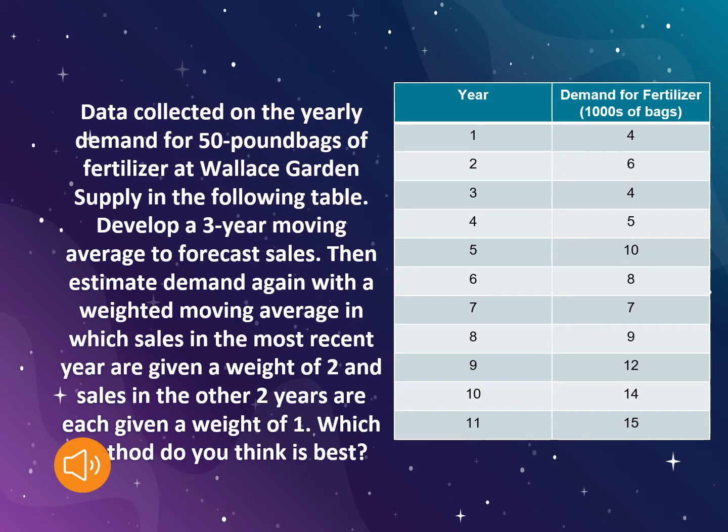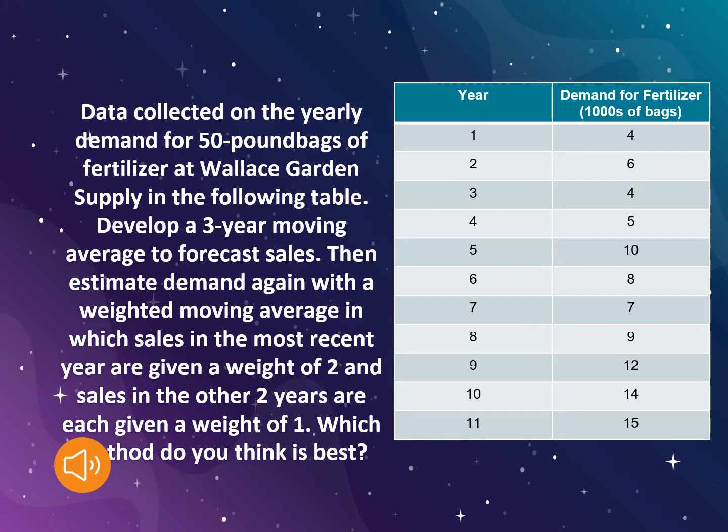About forecasting. For the first question, data was collected on the yearly demand for 50-pound bags of fertilizer at Wallace Garden Supply in the following table. You can actually see the table. Develop a 3-year moving average to forecast sales. Then estimate demand again with a weighted moving average in which sales in the most recent year are given a weight of 2 and sales in the other 2 years are given a weight of 1. Which method do you think is the best?